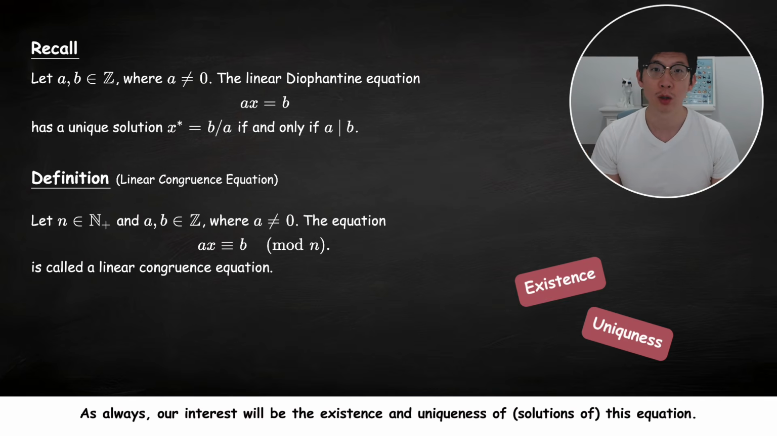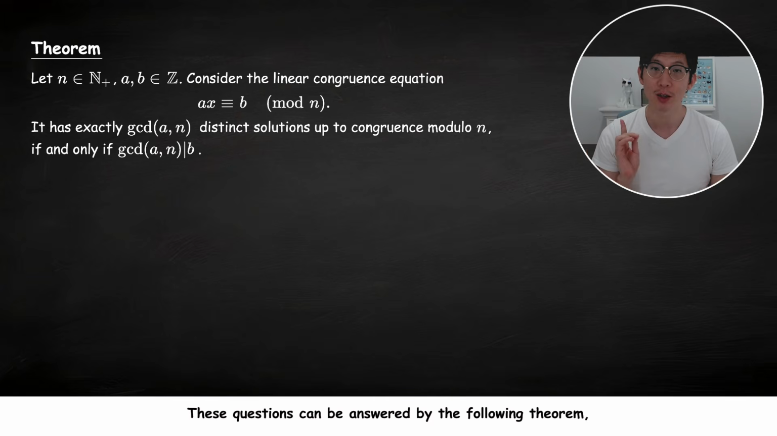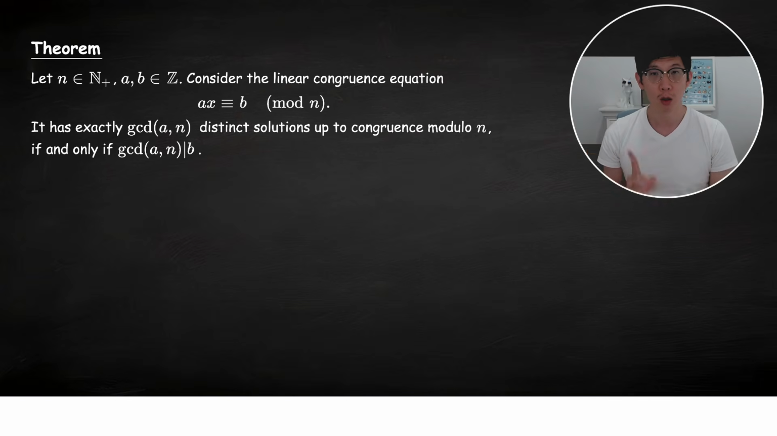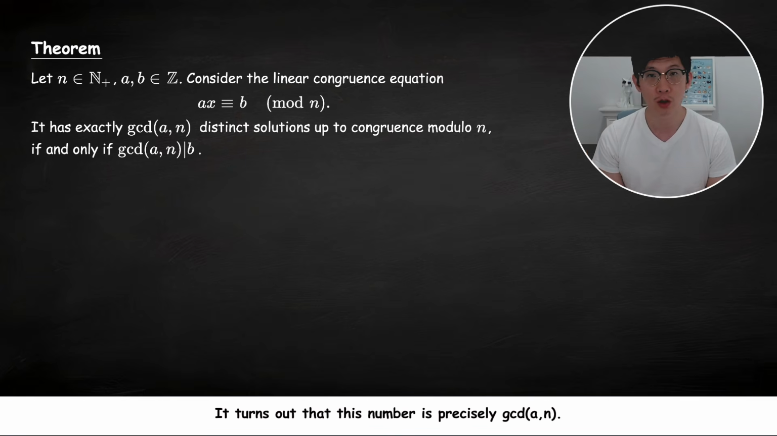As always, our interest will be the existence and uniqueness of solutions. Under which condition will this equation have a solution? And if it has a solution, will the solution be unique? These questions can be answered by the following theorem, which states that a linear congruence equation ax ≡ b modulo n has a solution if and only if the greatest common divisor of a and n divides b. Moreover, given the existence of a solution, we ask how many distinct solutions there are up to congruence modulo n. It turns out that this number is precisely gcd(a, n).